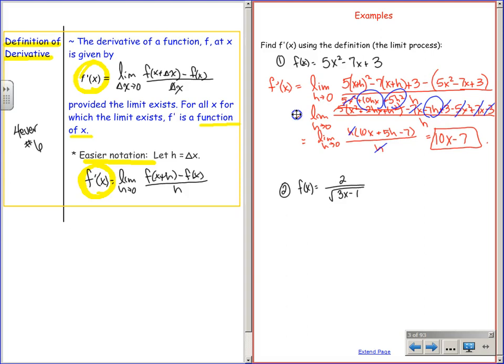Now, this guy, we can't use the power rule. Not without something called a chain rule, which has to do with killing bunnies. I mean, keeping bunnies alive.